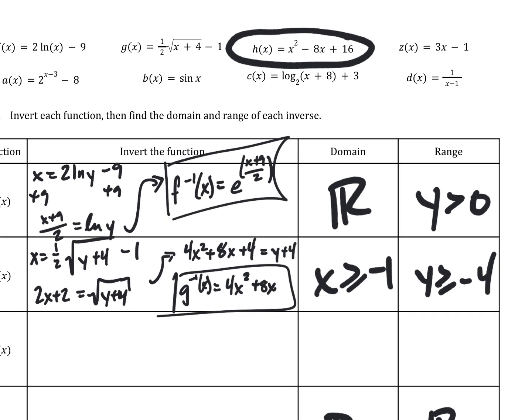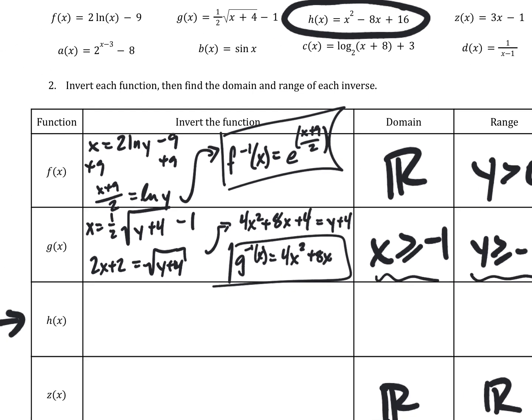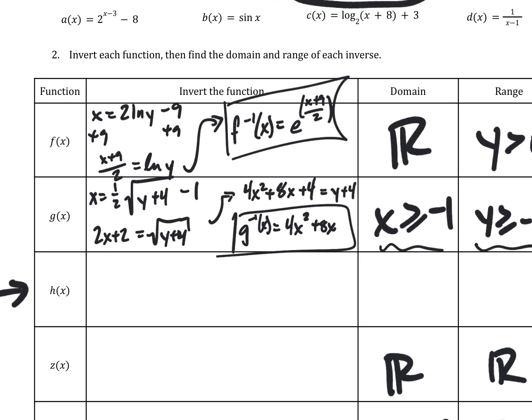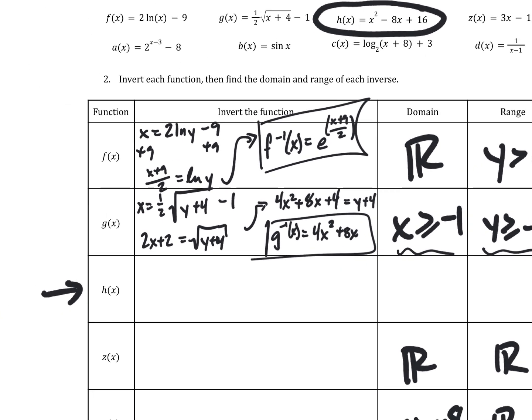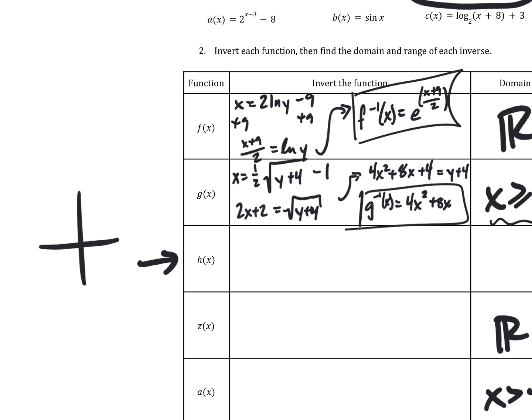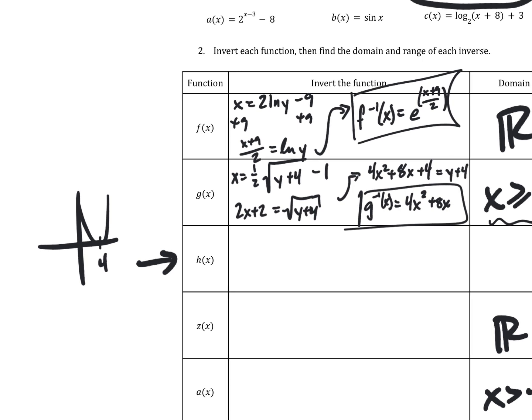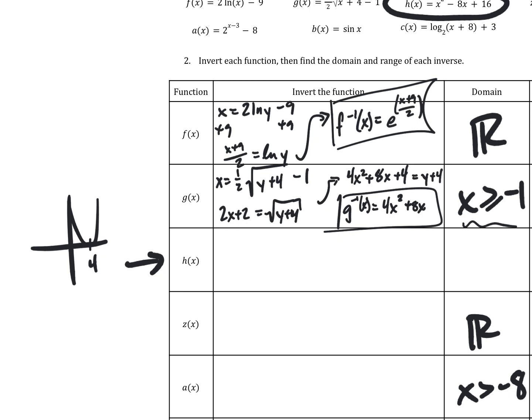Notice that the quadratic is restricted in its domain because of the original restrictions on the domain and range of the original problem. H of x, this is where we start to have to talk about some stuff here. So h of x looks like this, where we have a parabola, and this is at 4. You can complete the square or use the quadratic formula to find out that that crosses there.